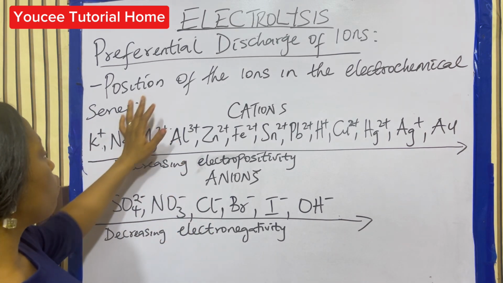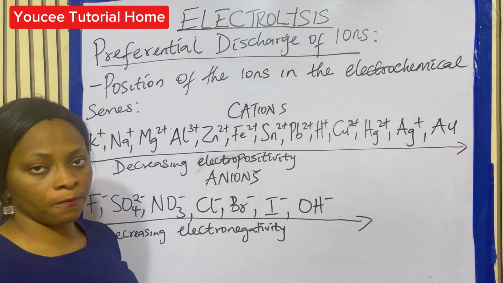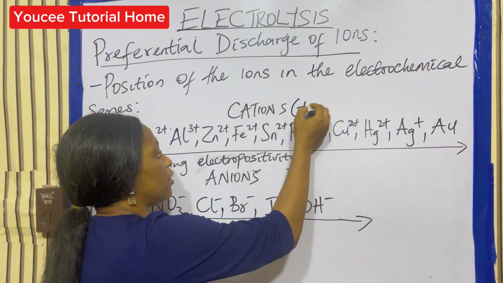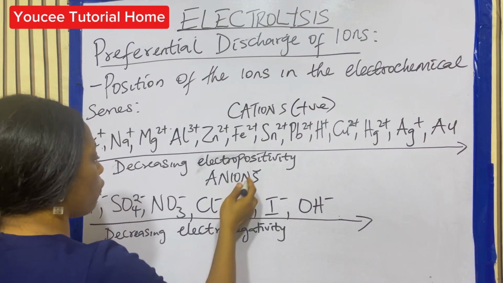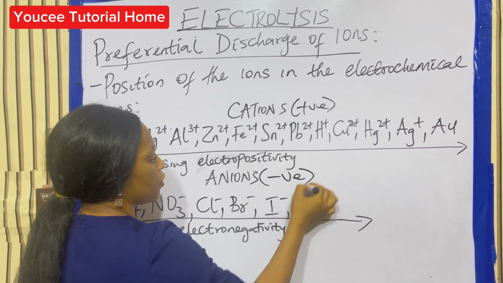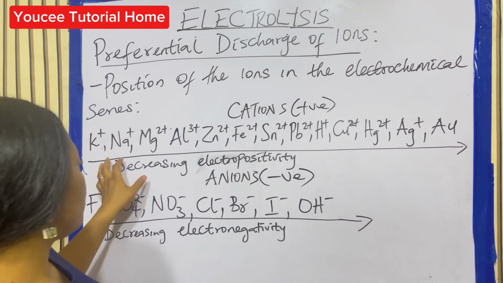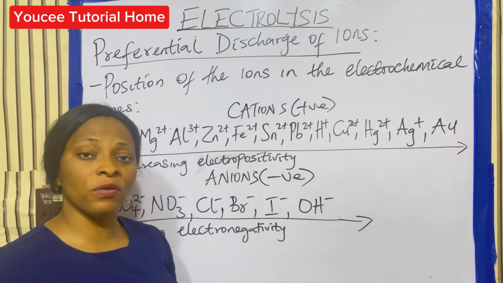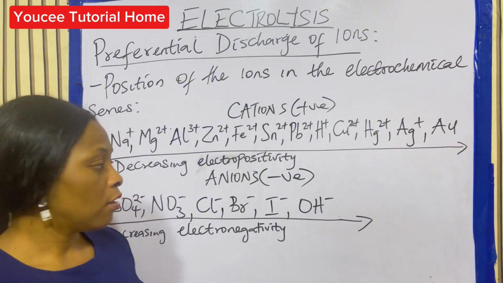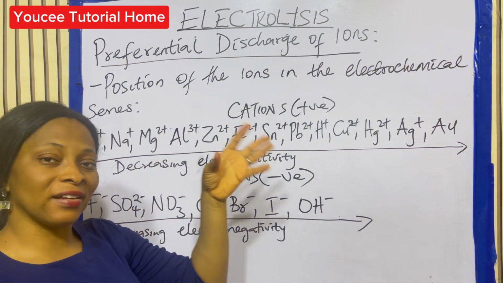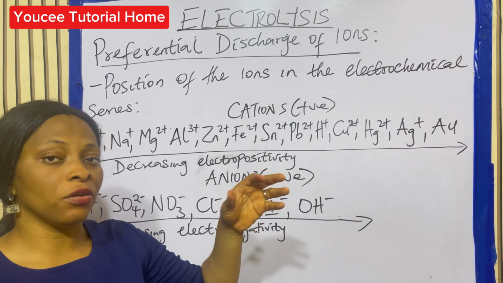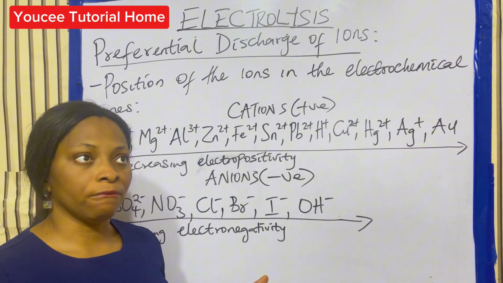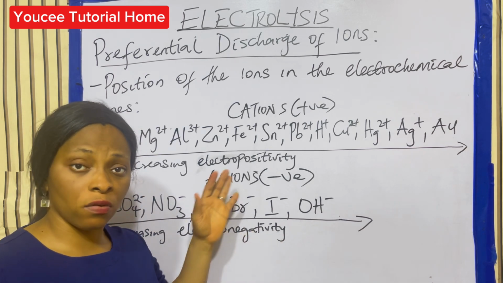So here we'll be looking at the electrochemical series. This is the electrochemical series for cations. Remember, cations are positively charged ions. And this is that of anions. Anions are negatively charged ions. As a student preparing for exams, you're expected to have these offhand, because the examiner is not going to give them to you, but he's going to ask you questions under this topic.